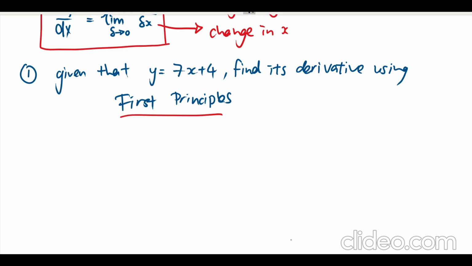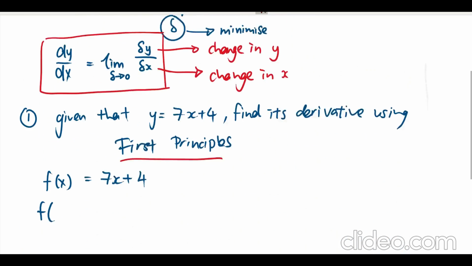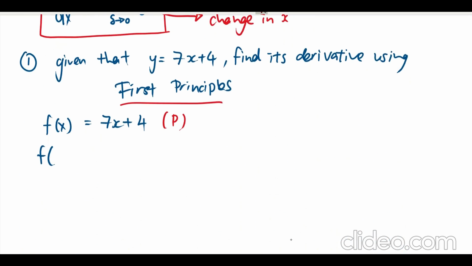First thing, I encourage you to always let f(x) be the function, which is 7x plus 4. Remember, on top there is a P and a Q. This would be the coordinate of P. Now, the coordinate of Q is delta away. So f(x plus delta) would be equal to 7 open bracket x plus delta, plus 4, and this will be your Q.